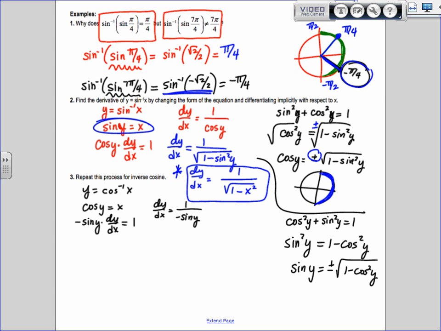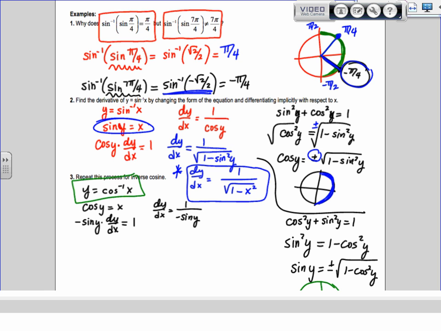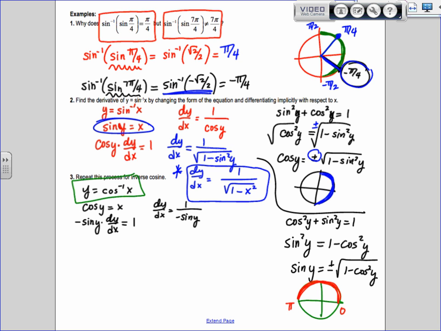Now I make a decision. Do I use the positive or do I use the negative? So I look back here and I say, well, it's inverse cosine. And on my unit circle, where do I have every single cosine value? Every single x value with my coordinates. Where are they represented? On the top. Does that make sense? It's up here. From 0 to pi. Are the sine values positive or negative? They're positive, so I select the positive ones.